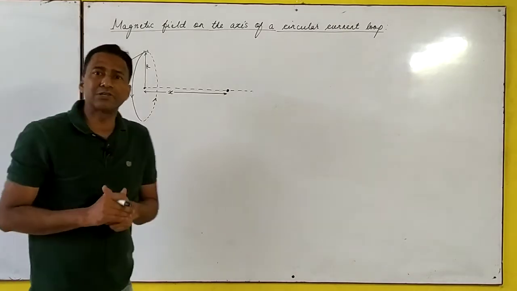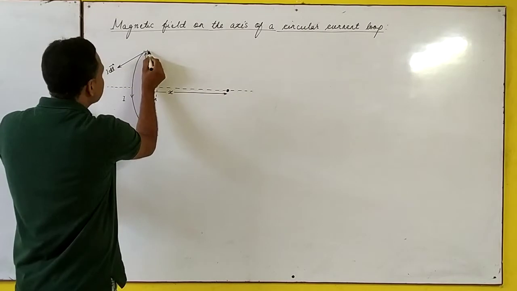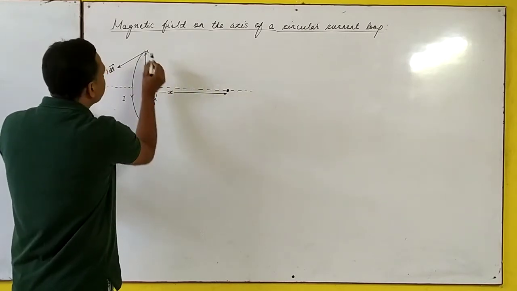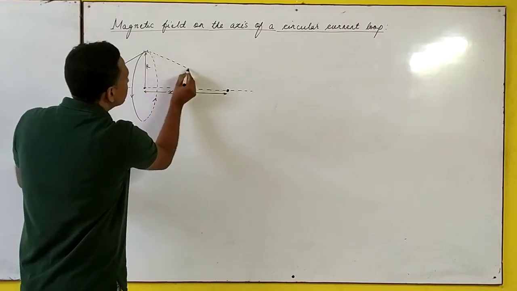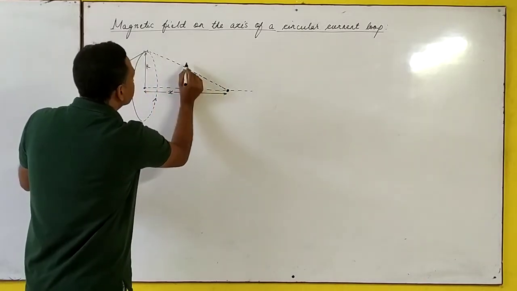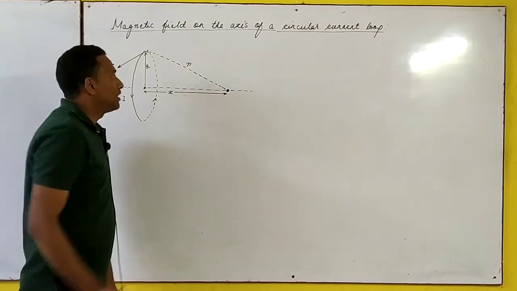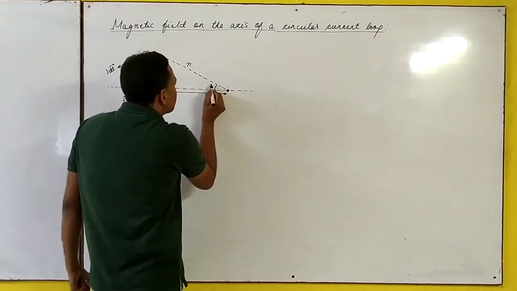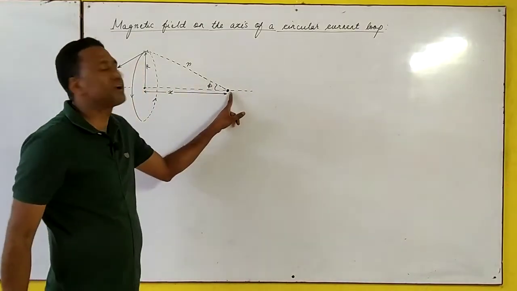Now, in Biot-Savart's law, we need the distance of the point from the element. So, let me take the distance. This is the element. This is the point where we are going to find out the magnetic field. So, let me take the distance to be r. This distance is r. Okay. Now, let me consider this angle to be anything, suppose phi. This angle is phi.